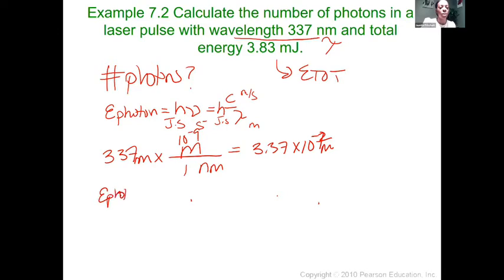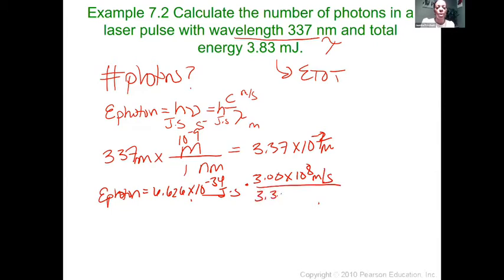And so to get the energy of a single photon, we take the energy of a photon equal to Planck's constant, which is 6.626 times 10 to the negative 34 joules times second, and then we would multiply by the speed of light, 3 times 10 to the 8th meters per second, divided by our 3.37 times 10 to the negative 7 meters.